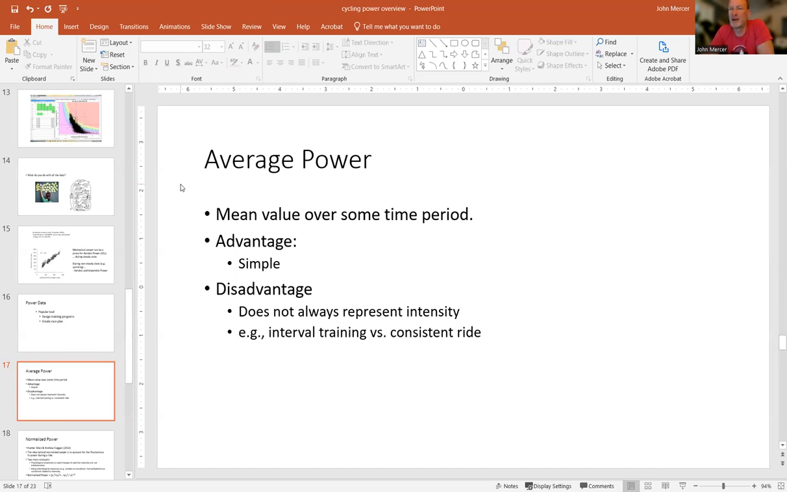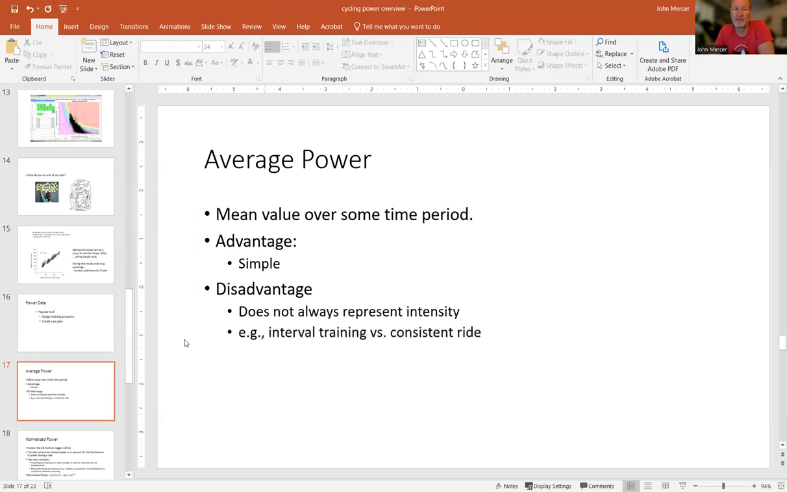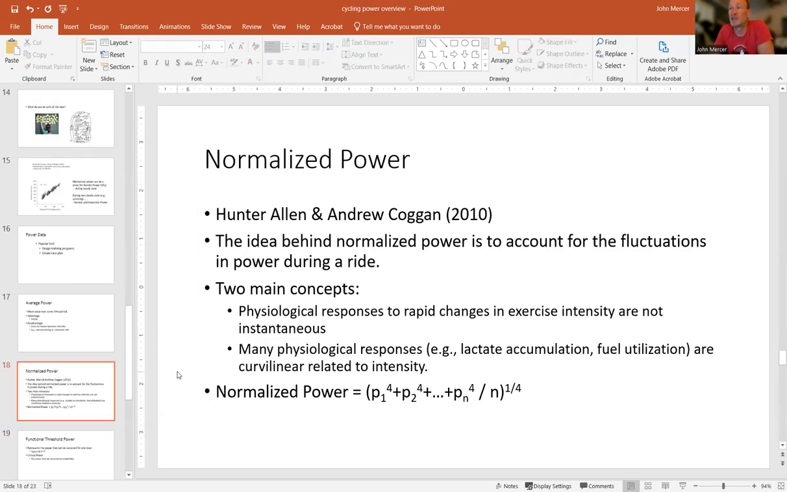However, it does not work well when your intensity is changing a lot. And the reason is that every data point just gets treated to be equal weight. But we know that higher intensity efforts actually are exponentially harder than easy intensities. And so the average power is not a good parameter when we're doing something like interval training or where we're not having a consistent effort ride, where we're going uphills or downhills or changing the pace, what have you. A better term in that case is normalized power.